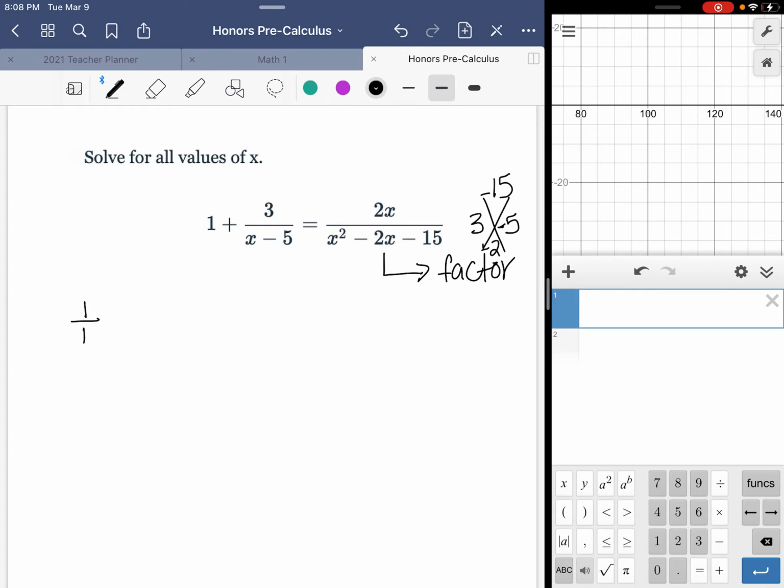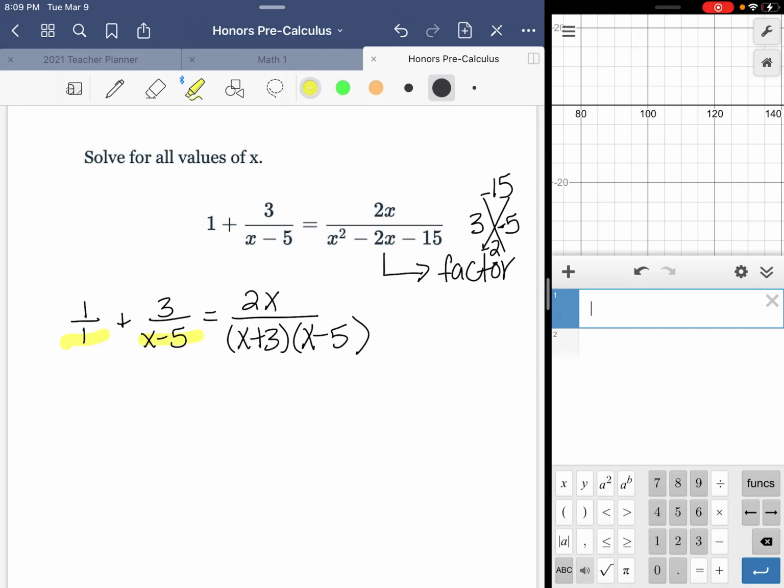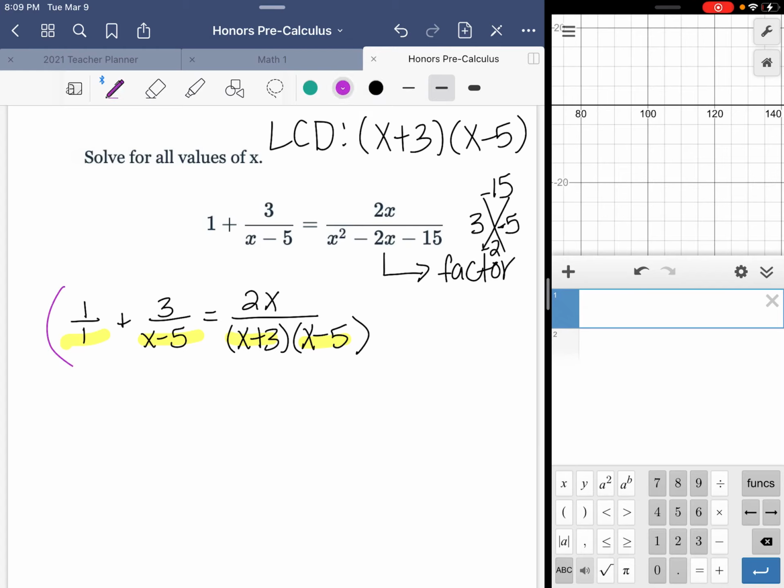So I'm left with 1 over 1 plus 3 over x minus 5 equals 2x over, and my factors are x plus 3 and x minus 5. So when I look at my bottoms, I have a combination for the LCD, and that's going to be x plus 3 times x minus 5. So I'm going to need to multiply my entire problem times x plus 3 times x minus 5.